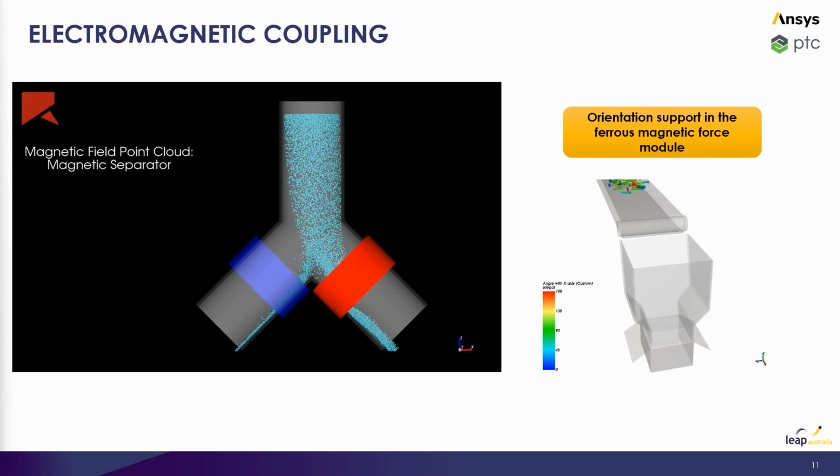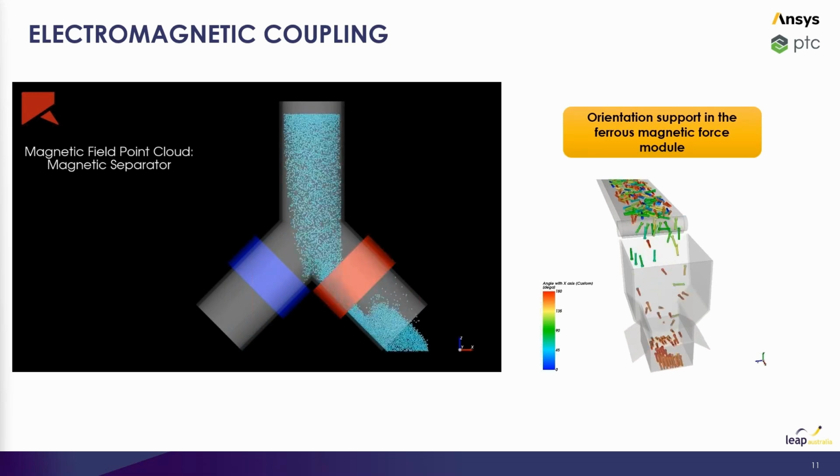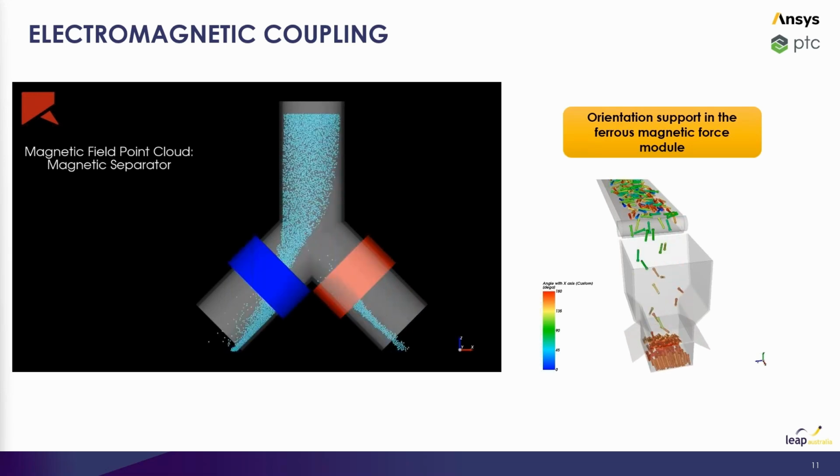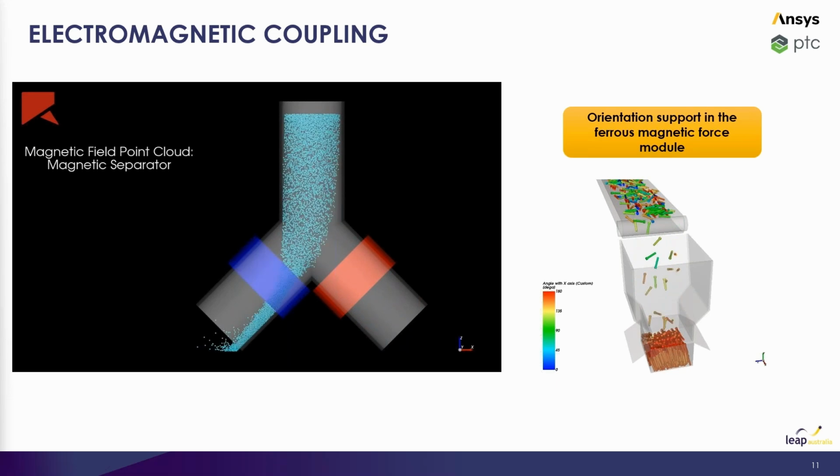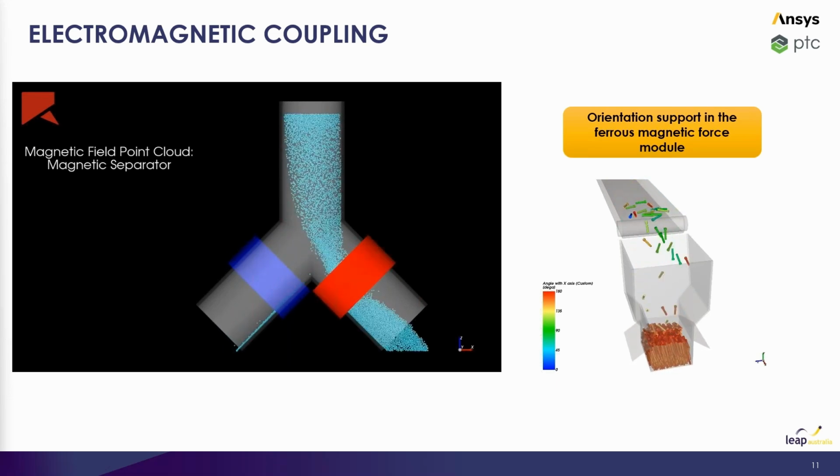So we can consider alternative physics, as I've mentioned before. The magnetic and ferrous-magnetic force modules enable users to import magnetic field data as point clouds into Rocky, which will define an additional body force acting on particles.